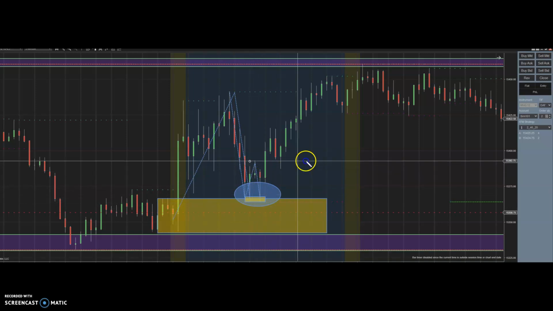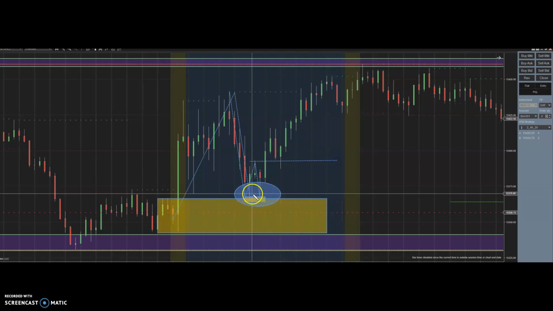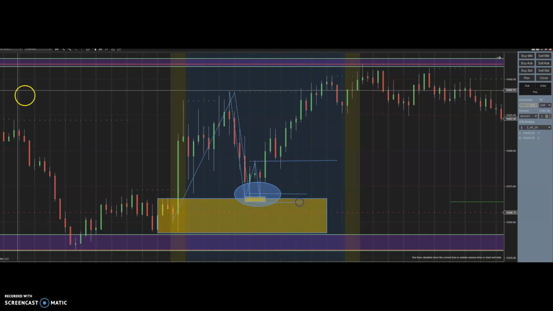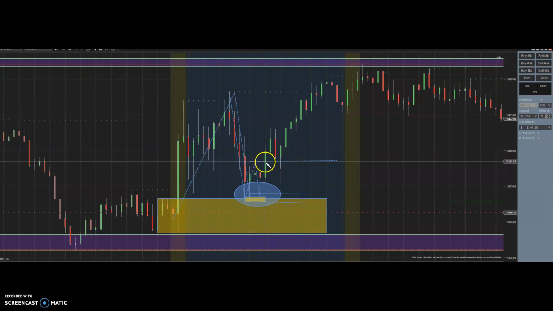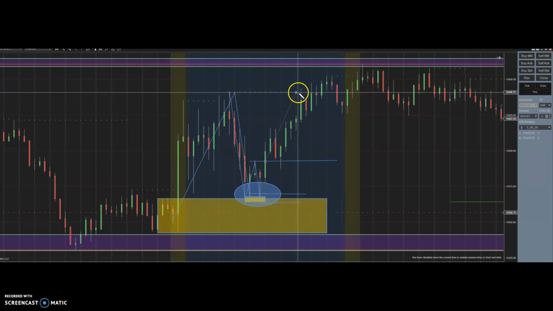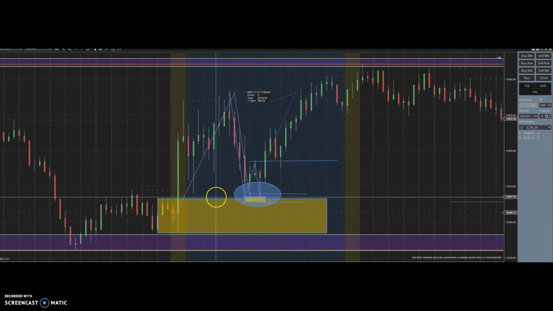Look for a neckline break for conservative and aggressive traders. We get in down here, stop loss right below the low. That was a successful trade. Take her up to the swing, and your morning's done.